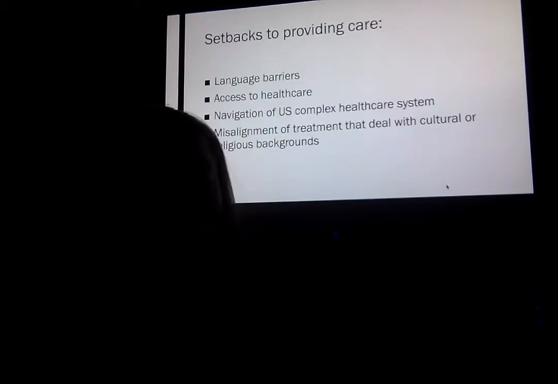There are a few setbacks to providing care for these individuals. The main ones are language barrier, access to healthcare, the navigation of the United States' complex healthcare system, dealing with insurance and just access to general healthcare, and also the misalignment of treatment with cultural or religious backgrounds.